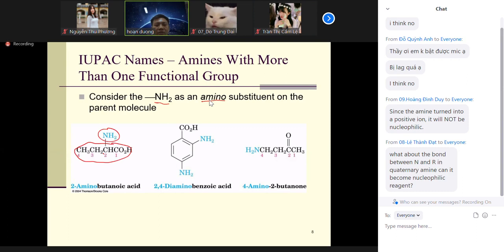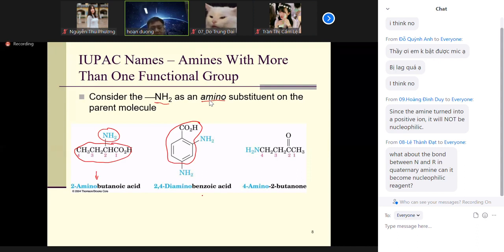It's to the second carbon, and that's why we have 2-aminobutanoic acid. You can see here, no space. And here's the same, and here's what's called the parent, or we say the mother molecule, and this one is the substituent. So we say 2,4-diaminobenzoic acid.